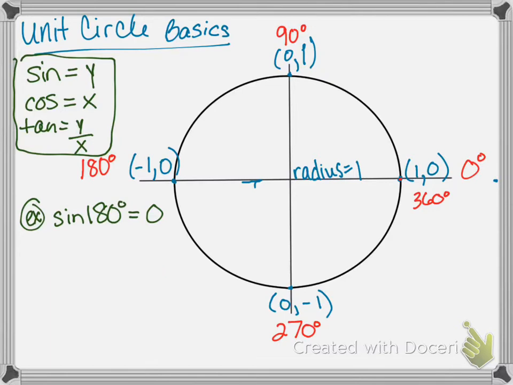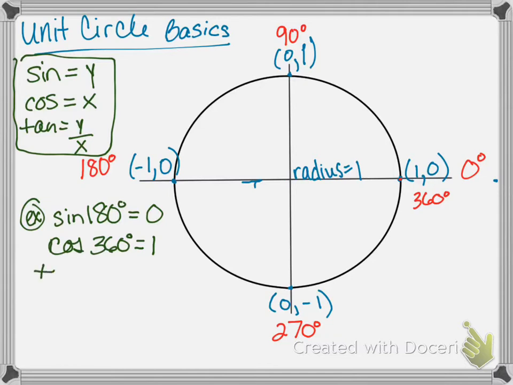Let's look at maybe one or two more. If I said find the cosine of 360 degrees, I would go to the 360 degree mark on my unit circle, which is right here, and then take the x value of that coordinate, which is 1. So the cosine of 360 degrees is equal to 1. You guys can see this is a whole lot faster than actually plugging it in the calculator, and we get nice exact answers.